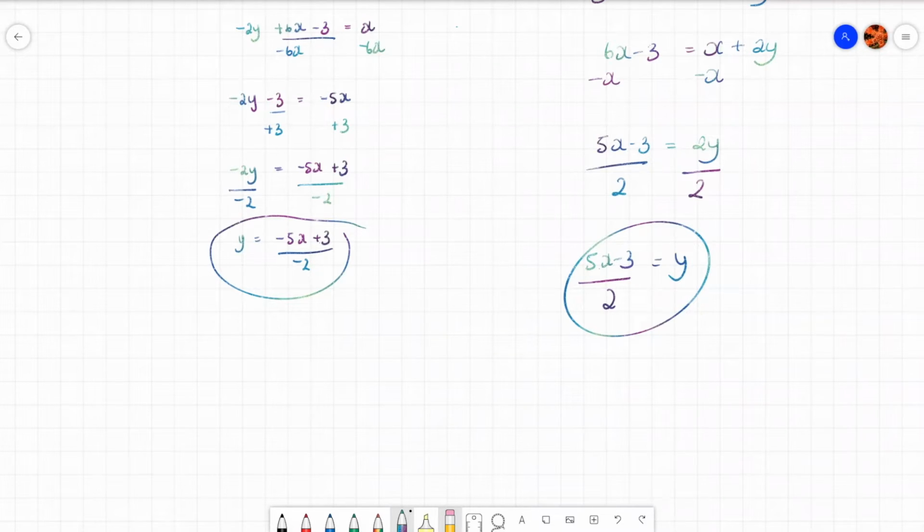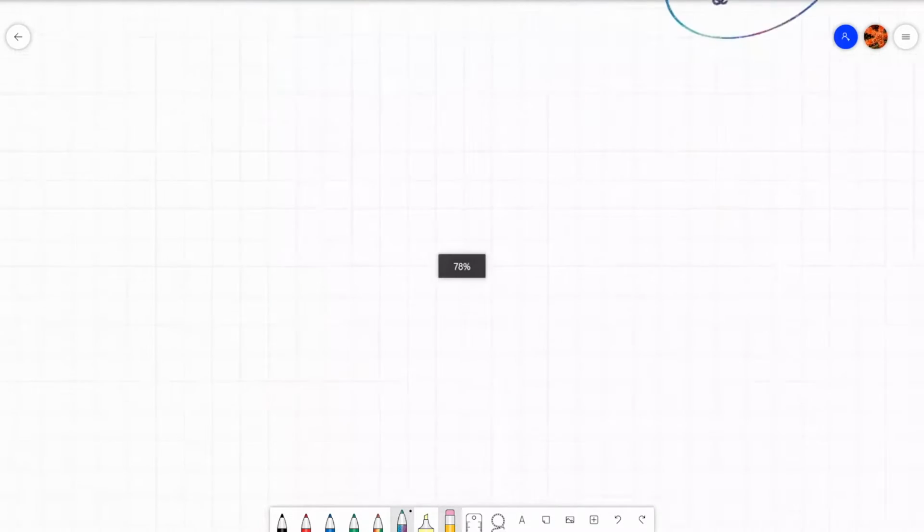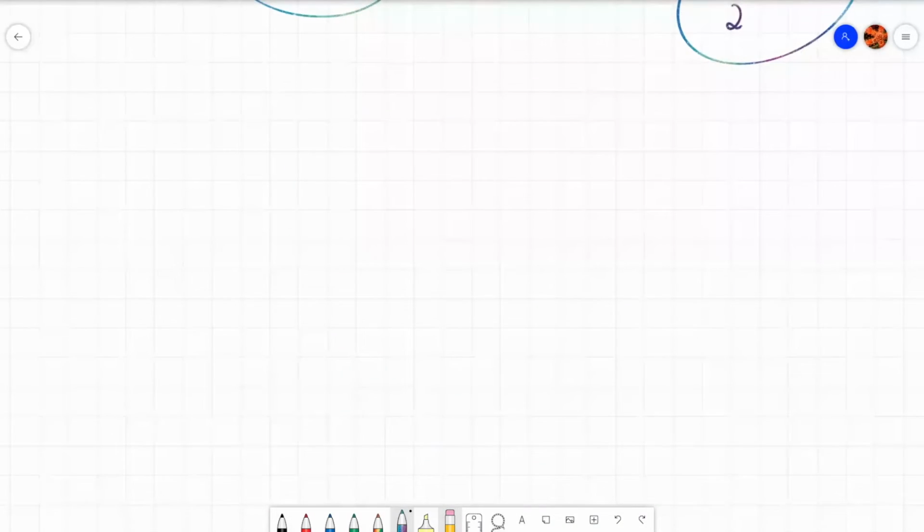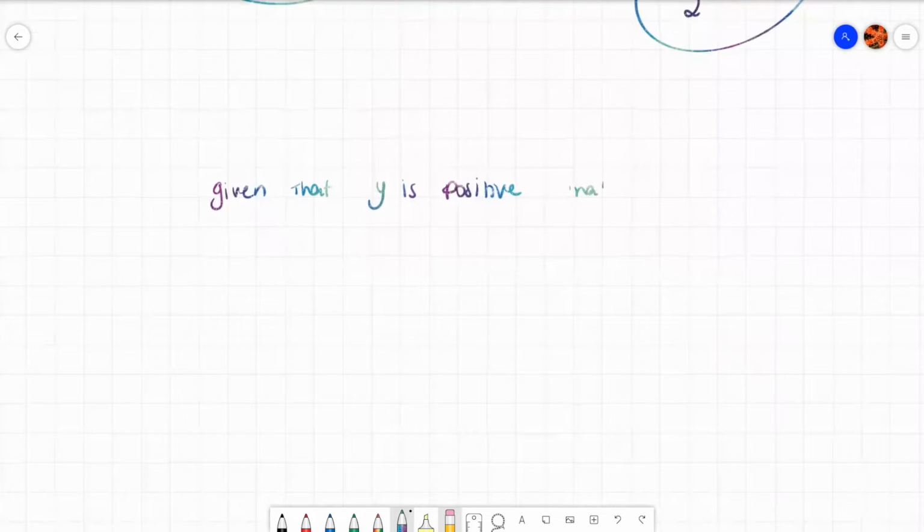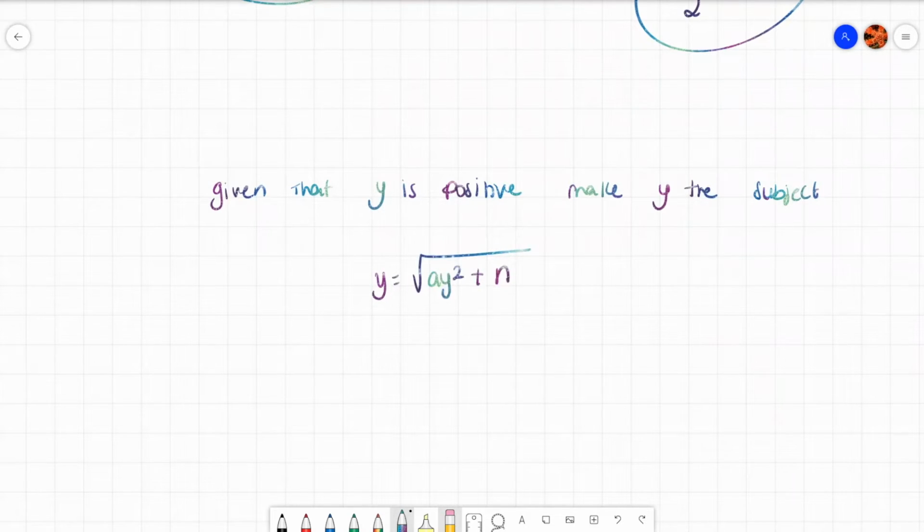Okay, let's have a look at a different question then. Let's have a look at this question here that I've picked out from a GCSE paper. Given that y is positive, make y the subject, and my equation is y equals the square root of ay squared plus n.